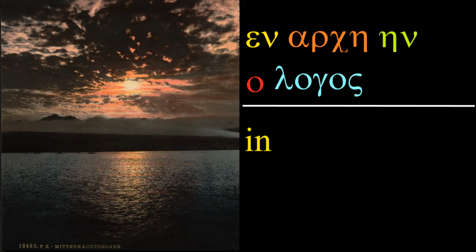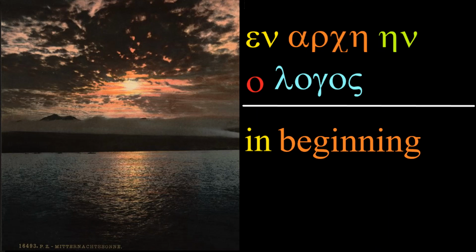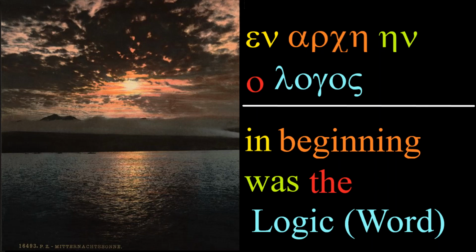To transliterate from Greek to English the first sentence of the Gospel of John, we have en, or in; archi, beginning; een, was; o, the; logos, logic. And en archi een o logos: in the beginning was the Word. You now know the first sentence in the Gospel of John.